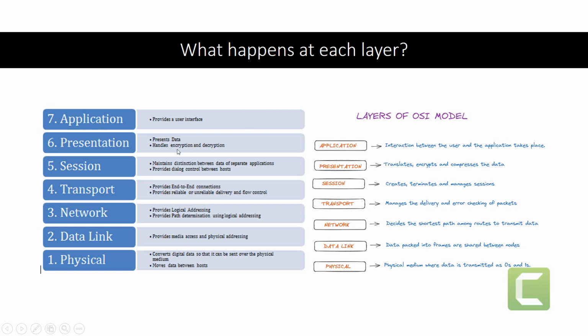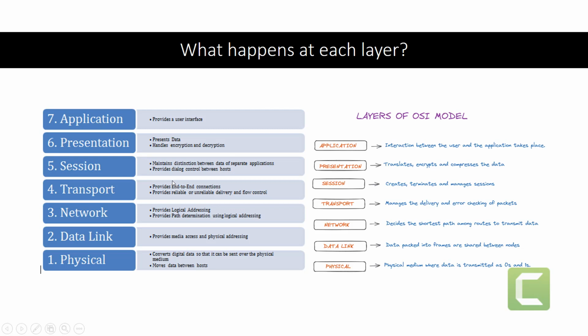So it presents data, and also it handles data formatting such as encryption, decryption, compression, decompression, any form of formatting you can think of that can be applied to the data happens at the presentation layer. And the reverse of that happens at the presentation layer of the receiver side.